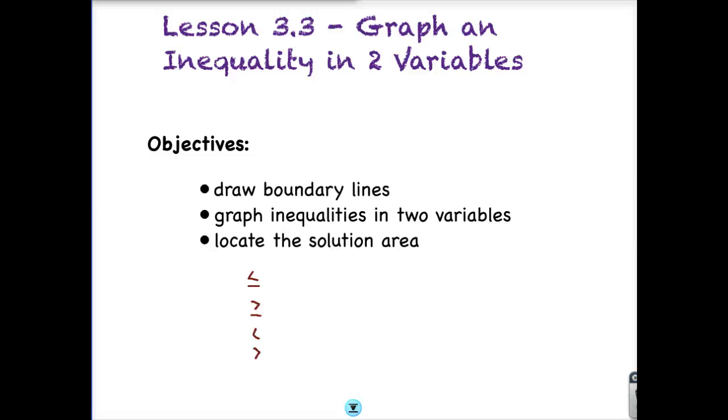Welcome to lesson 3.3. Today we'll be graphing an inequality in two variables. Our objectives are to draw boundary lines, to graph inequalities in two variables, and to locate the solution area.